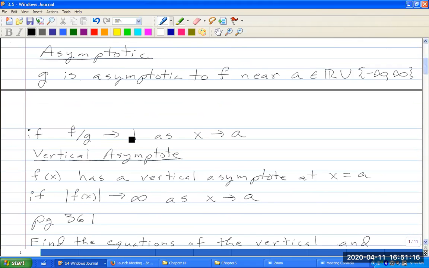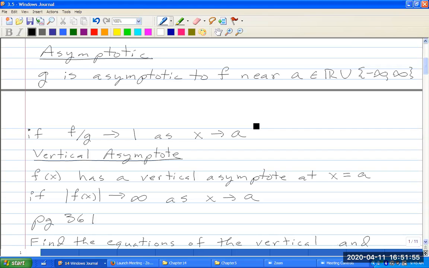Asymptotic behavior. So we mentioned asymptotic behavior previously, but we didn't really go into it very deeply. Here we'll have to talk a little bit more about asymptotic behavior. So g is asymptotic to f near a, which is a real number, or it could even be plus or minus infinity, if f divided by g approaches 1 as x approaches a. So again, a could be a real number or plus or minus infinity.